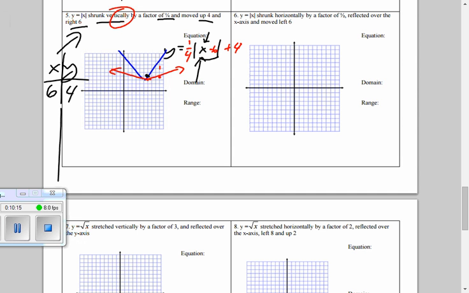What's another point that's close to that? Okay, I'll put in 8. If I put in x is 8, 8 minus 6 is 2. 1/4 of 2 is 2/4, also known as a half. Plus 4 is 4.5. So 8 comma 4.5. 1, 2, 3, 4, 5, 6, 7, 8 comma 1, 2, 3, 4.5.